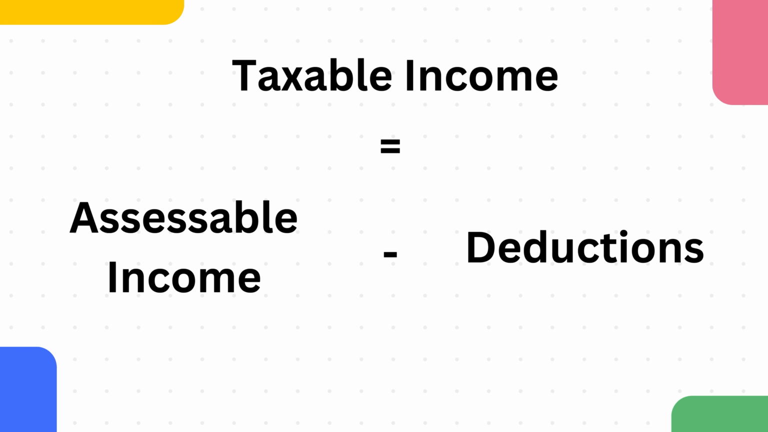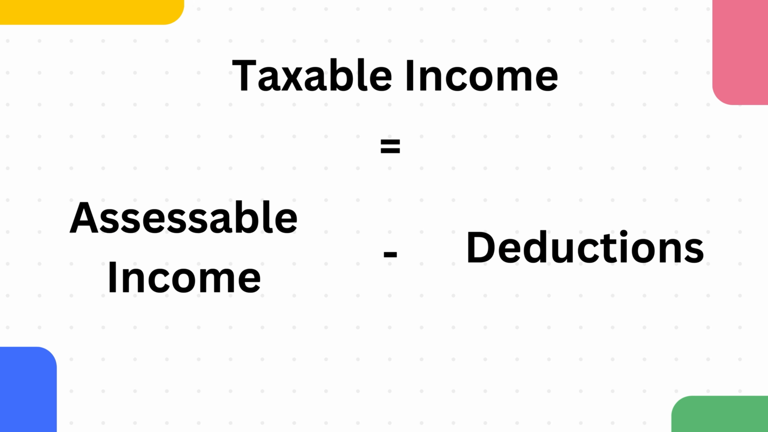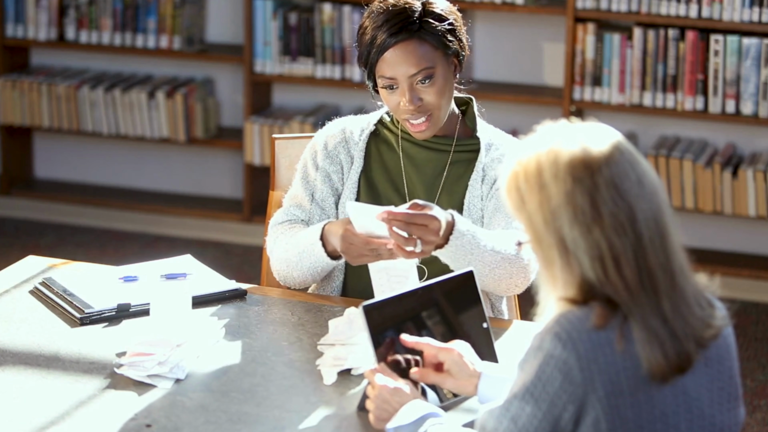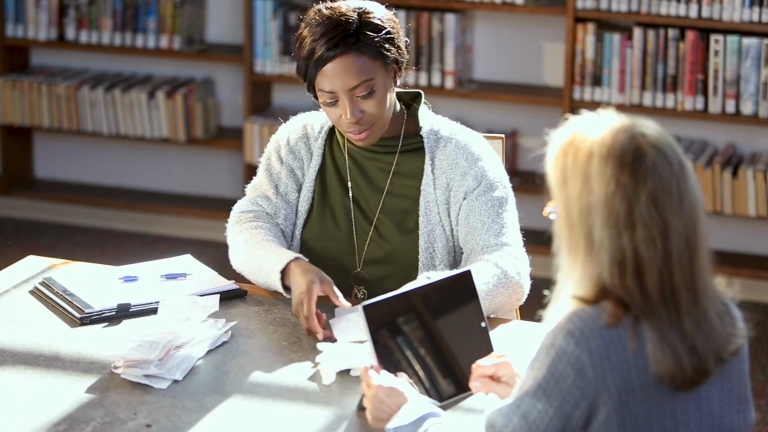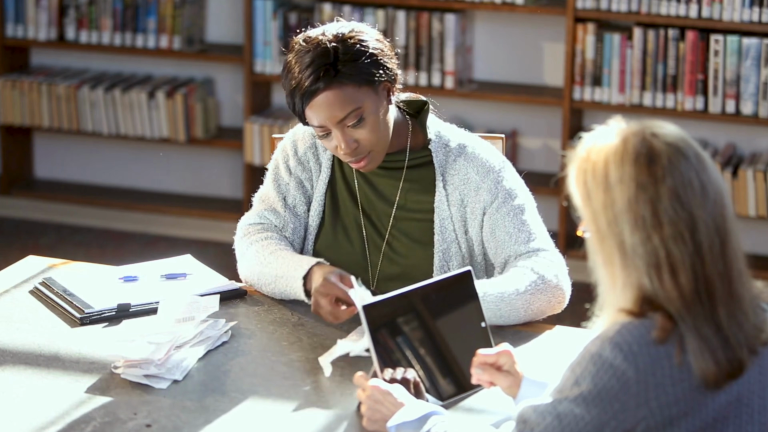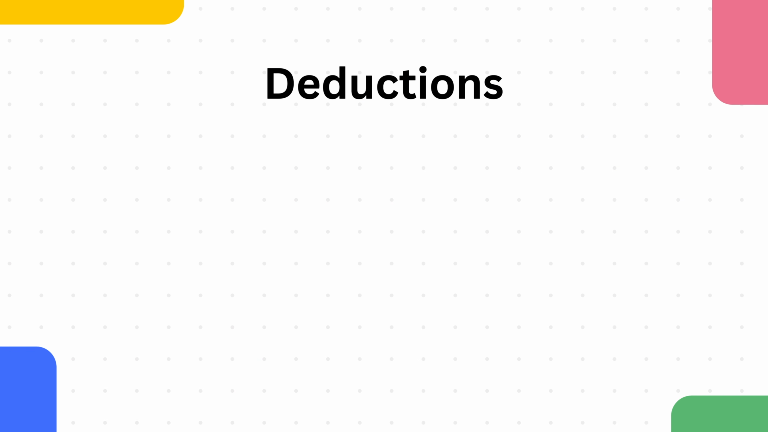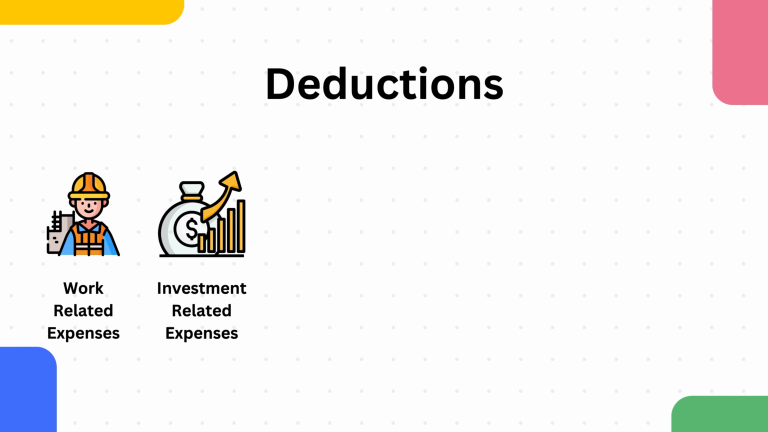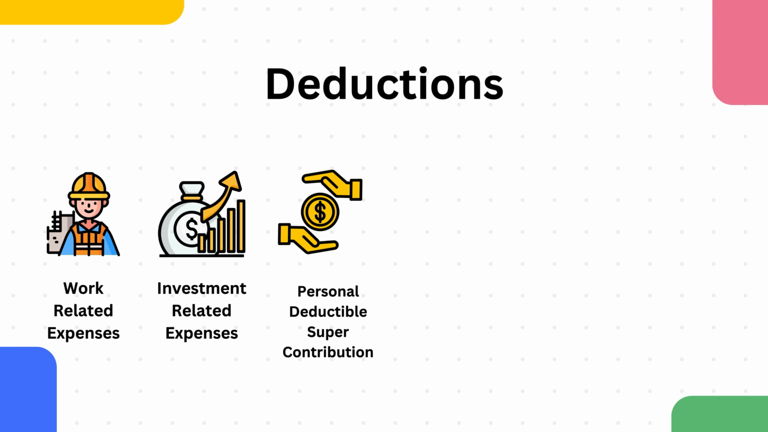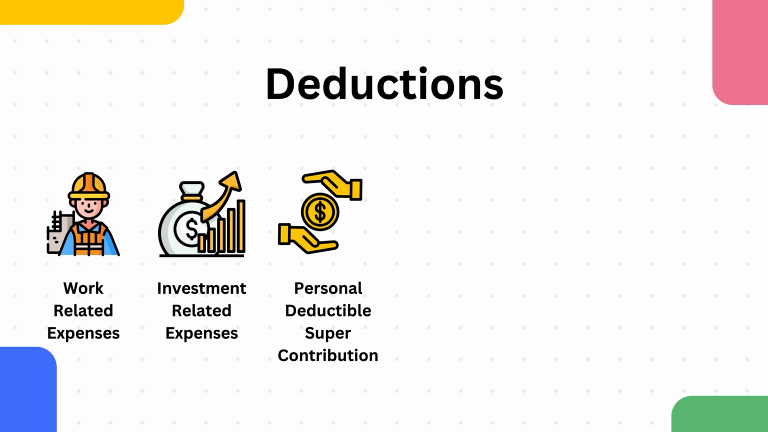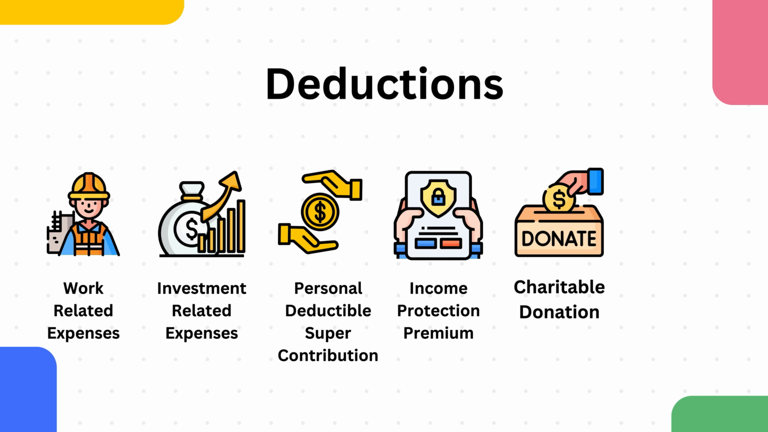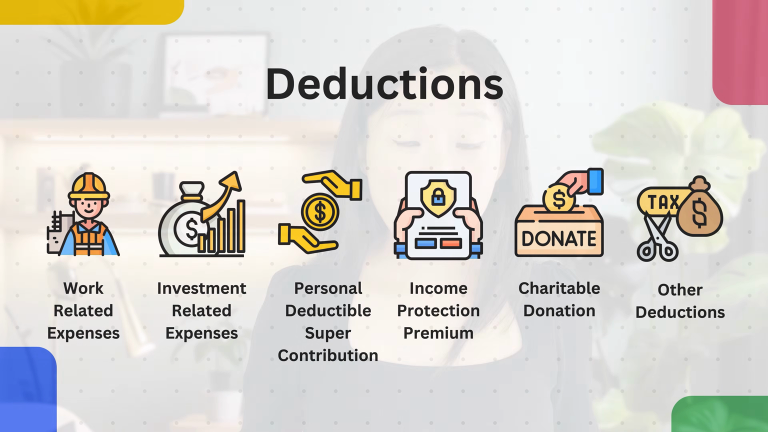Deductions are expenses you can subtract from your assessable income, reducing the amount you pay tax on. If you spend money on things directly related to earning your income, you can deduct those expenses. Common deductions include work-related expenses, investment-related expenses, personal deductible super contributions, income protection premiums, charitable donations, and so on. To minimize your personal income tax, you will want to maximize your deductions. This video will give you more insights and details.